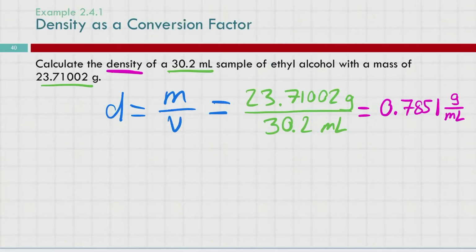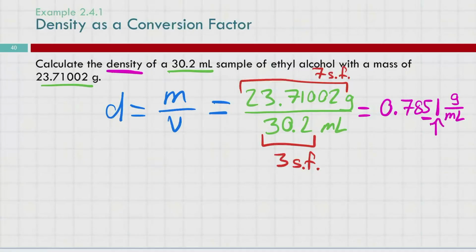And the last thing that we would want to do is check our significant figures. We are doing division. Our top number has 7 significant figures. Our bottom number has 3 significant figures. The one with the fewer number of significant figures is what we take. So we're looking at the 5 is our last significant figure. The 1 tells us we round down. And our final answer, we just drop that 1.